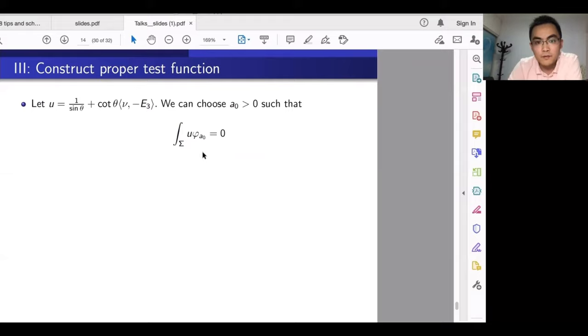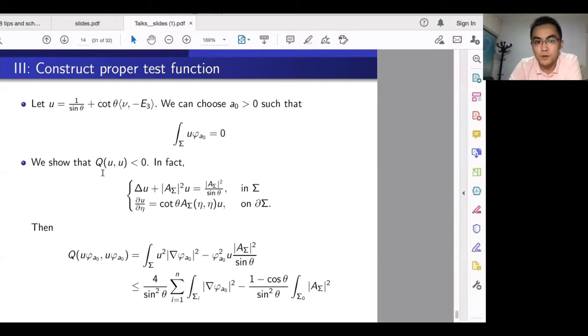Then this product of u and phi A naught is our new test function. We need to make sure that when you plug this new test function into the quadratic form, you get a negative quadratic form. That's what we need to show. The reason we choose this function u is that it satisfies the following two equations, and more importantly, it satisfies this equation along the boundary. I missed something here; this should be u times phi A naught.